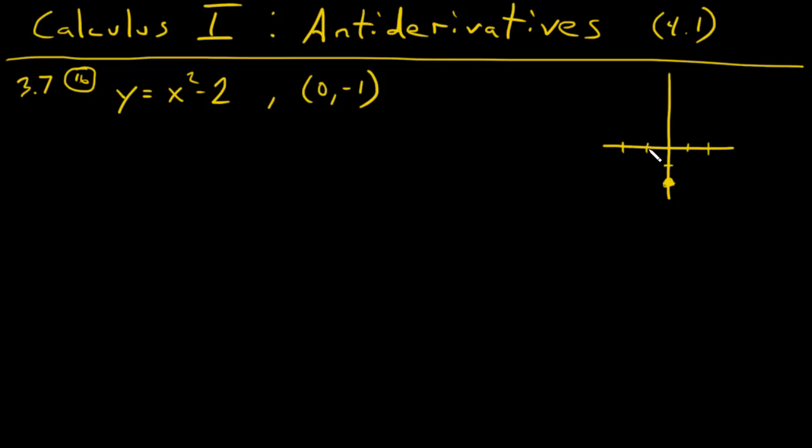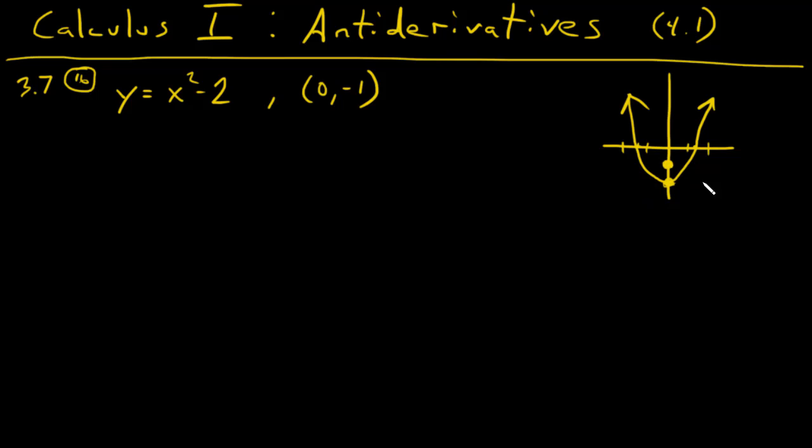And where does it cross here? Let's see. When y is 0, x is positive or negative square root of 2. So that's about 1.4, somewhere around here and somewhere around here. And so I get a parabola that does something like this. It opens up a little bit better than what I have it drawn, but that's basically what we have. And our point is located right here.